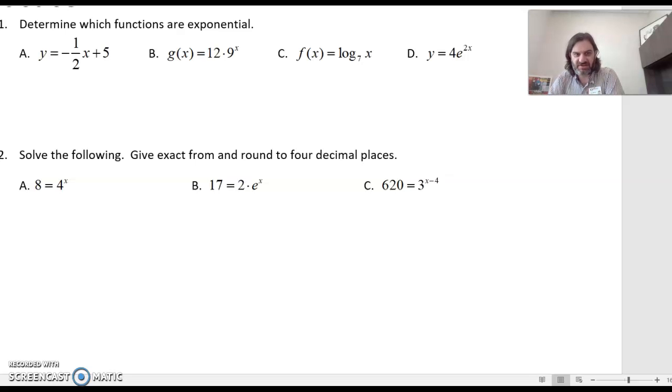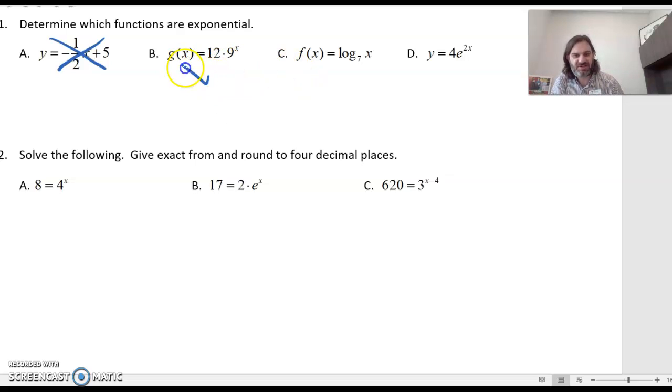All right, we have some practice problems dealing with exponential and logarithmic functions. The first problem, number one, says determine which functions are exponential. So A is y equals -1/2 x plus 5. Well, there's definitely no exponent there. That's a linear function. B, g of x equals 12 times 9 to the x.